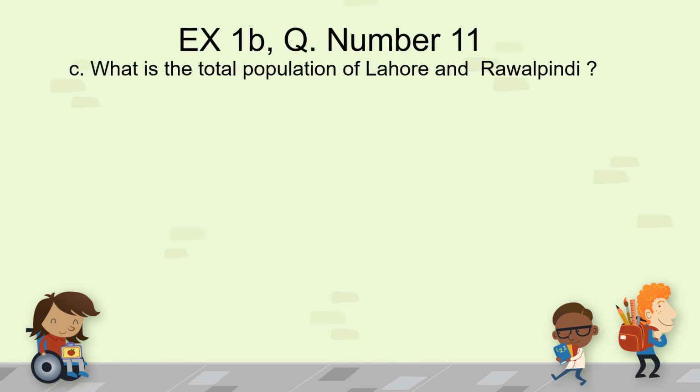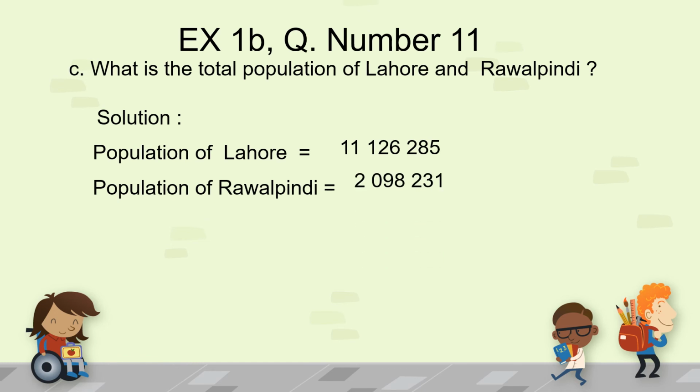Now here we can see its part C, that is: what is the total population of Lahore and Rawalpindi? So we are going to do the addition. We are going to add the population of Lahore and Rawalpindi here. For calculation of total population, we will add and you will get your answer.